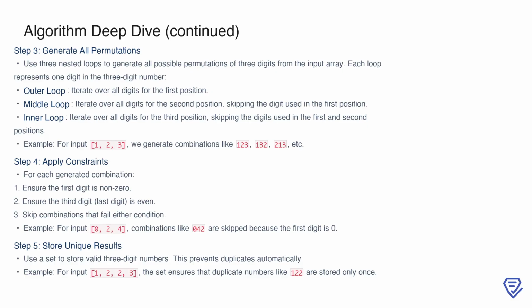Finally, we store the valid numbers in a set, which automatically removes duplicates. For example, if the input is 1, 2, 2, 3, the set ensures that duplicate numbers like 122 are only stored once, simplifying the process of handling duplicates.